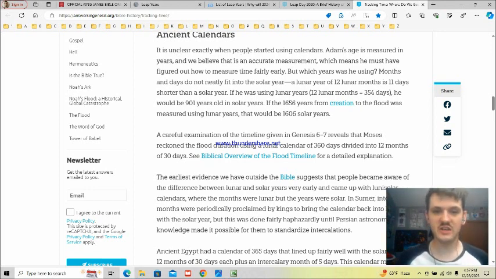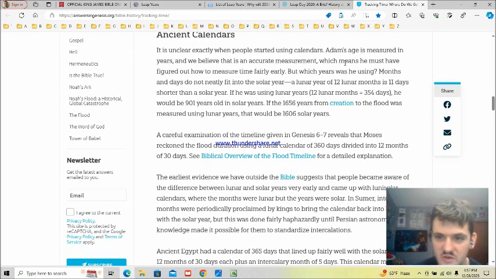Exactly when people started using calendars is unclear. Adam's age was measured in years, which means we must have figured out the measure of time very early, likely using months. Days did not neatly fit the solar year. A lunar year is 12 lunar months, 11 days shorter than a solar year, or 354 days. So a man of 930 lunar years would be 901 years old in solar years. If the 1656 years from creation to the flood were measured in lunar years, that would be 1606 solar years.